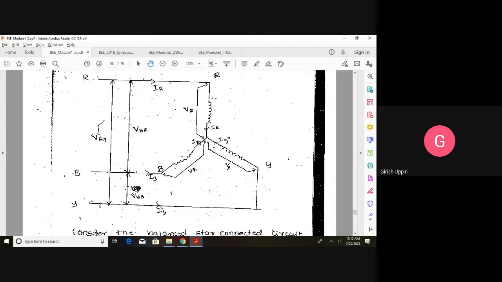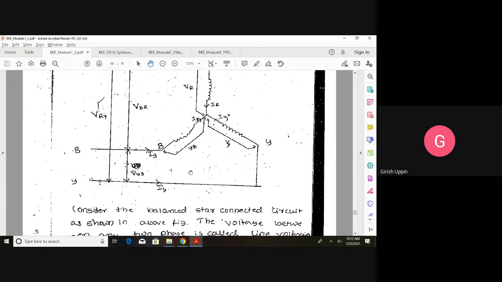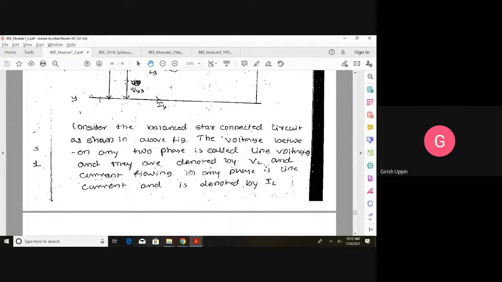The voltage that is measured between the terminals of the phase, VR, is a phase voltage. The voltage measured across the Y phase, VY, is a phase voltage, and the voltage that is measured across the B phase, VB, is also a phase voltage. Now we understand what line voltage is and what phase voltage is. Now we will try to find the relation between them.